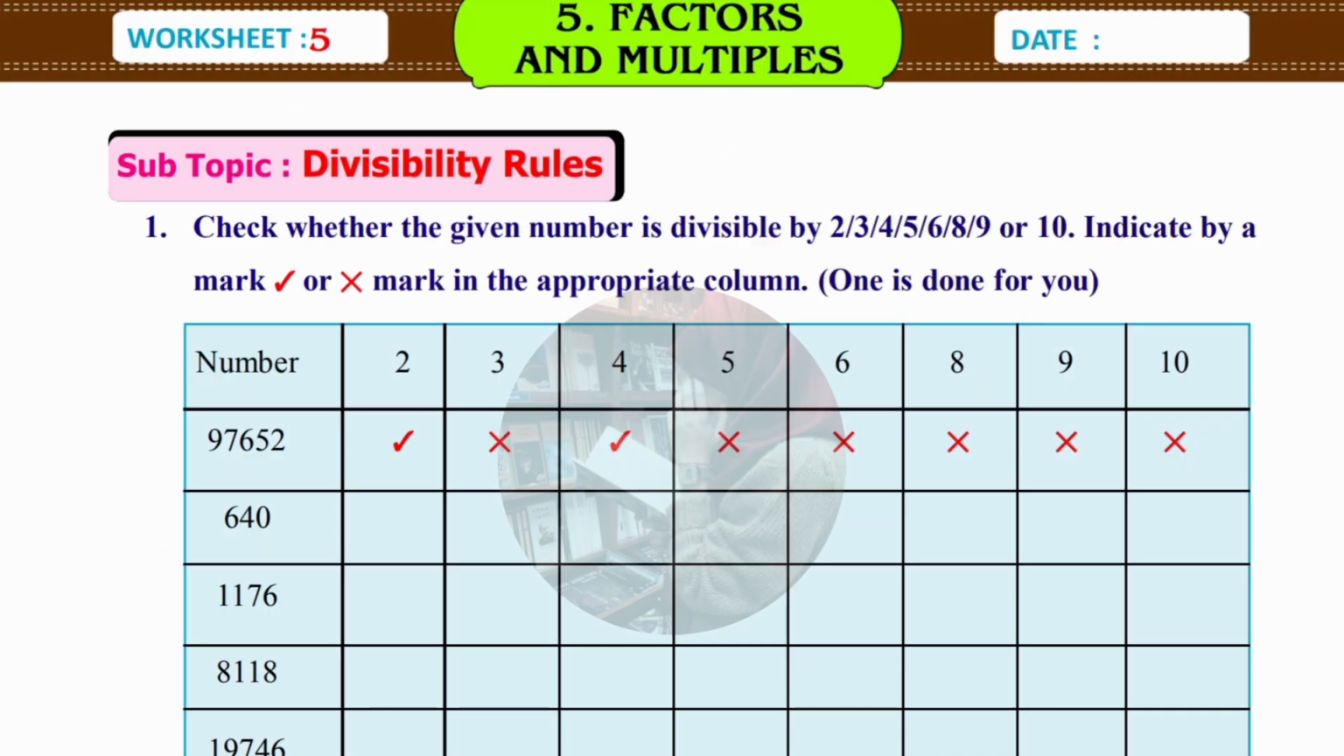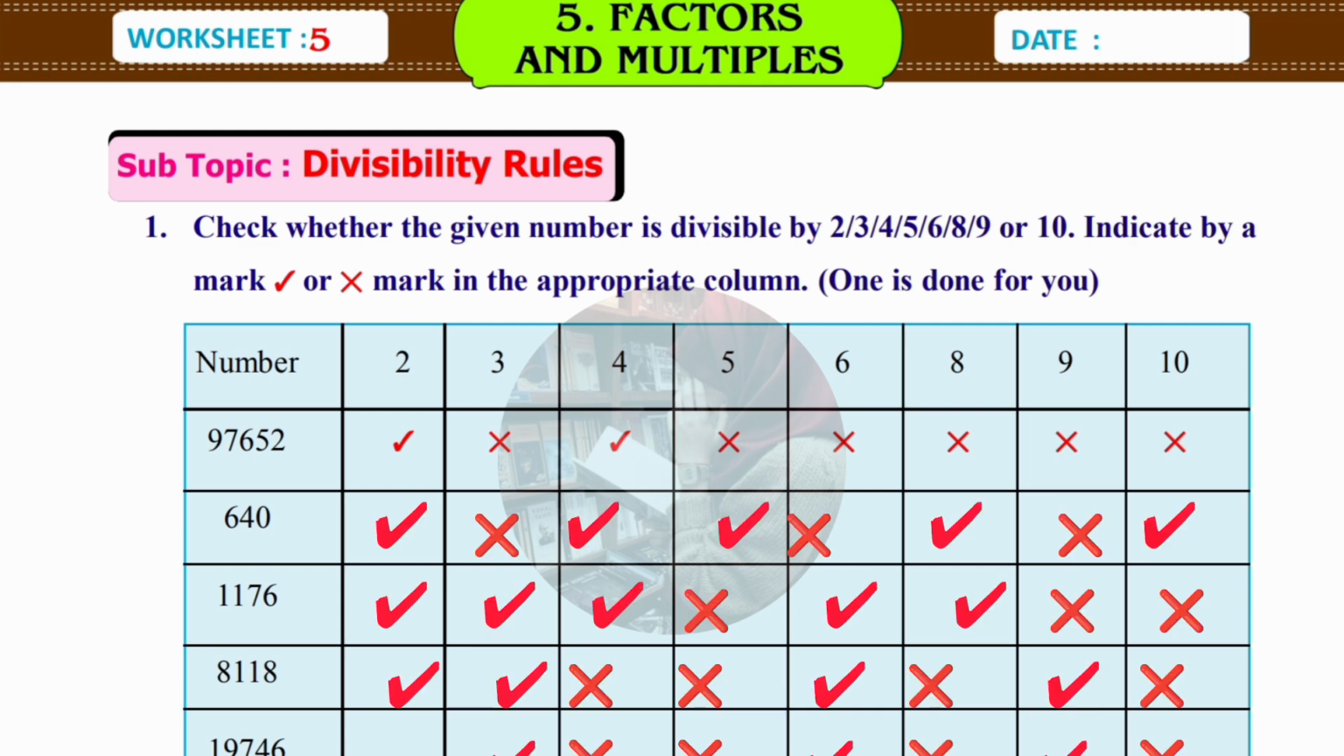Here also the topic is divisibility rules. Let's see the first Roman. Check whether the given numbers are divisible by 2, 3, 4, 5, 6, 8 and 9 or 10 also. Here one table is given in which in the first column we have given some numbers. We have to check whether that number is divisible by 2, 3, 4, 5, 6, 8, 9 and 10 or not. If it is divisible, we have to put a tick mark. If it is not divisible, we have to put a cross mark. Okay, let's see each number.